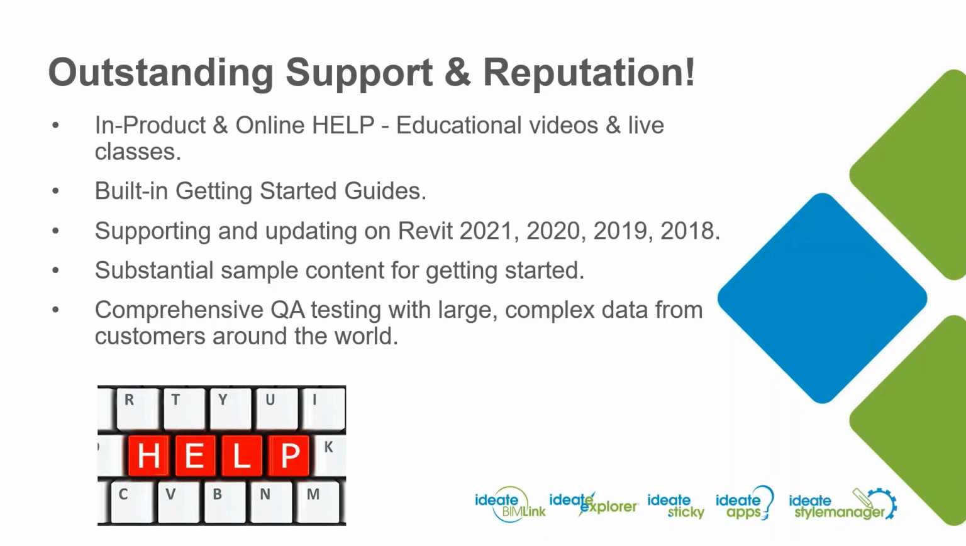So in this case, 2021 Revit just came out a few weeks ago. And so today I actually am going to be showing Revit 2021 with IdeateApps, but we're also supporting 3 previous versions of Revit. And we're kind of in the state right now where we don't have all of our applications up on our website available for Revit 2021 yet. We have IdeateApps, we have Ideate Explorer, and soon within the next few weeks we're going to have the other 3, Ideate Style Manager, BIM Link, and Sticky. And we've got some big plans for Ideate Sticky, so stay tuned.